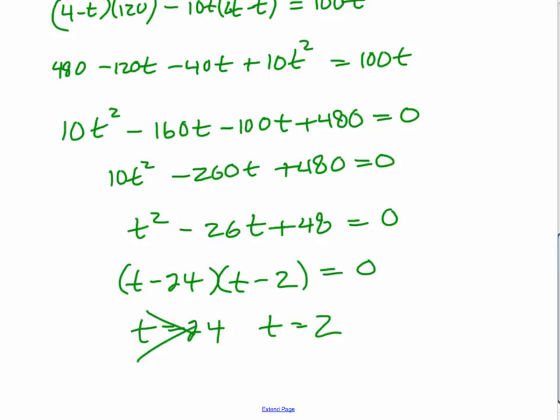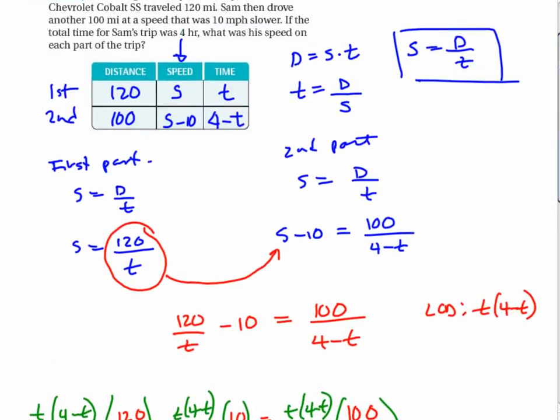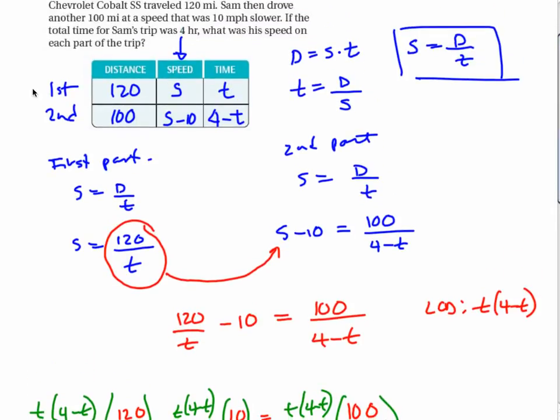I'm discounting this one because the total time of the trip was only 4 hours. And so the time, t, let's go up to see what that was. The time t for the first part was 2 hours. So if the total trip was 4 hours, the second part must have been 2 hours as well. Now I do have to figure out the speed. So the speed on each part of the trip.